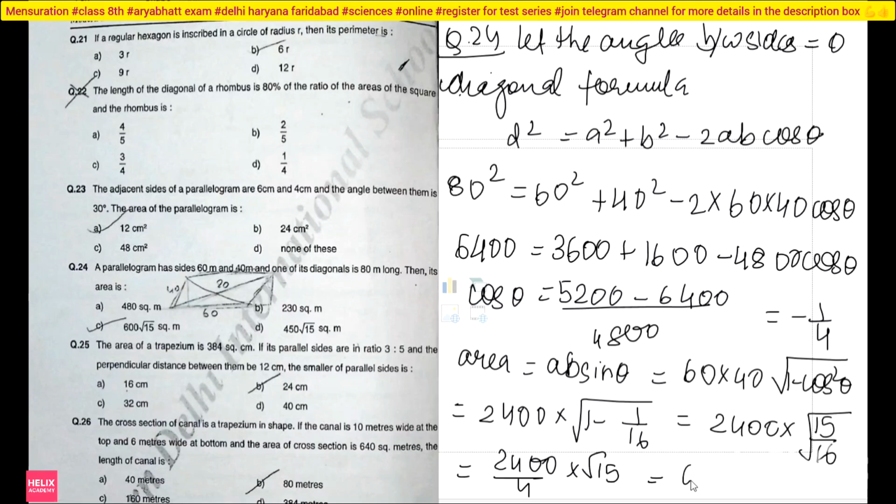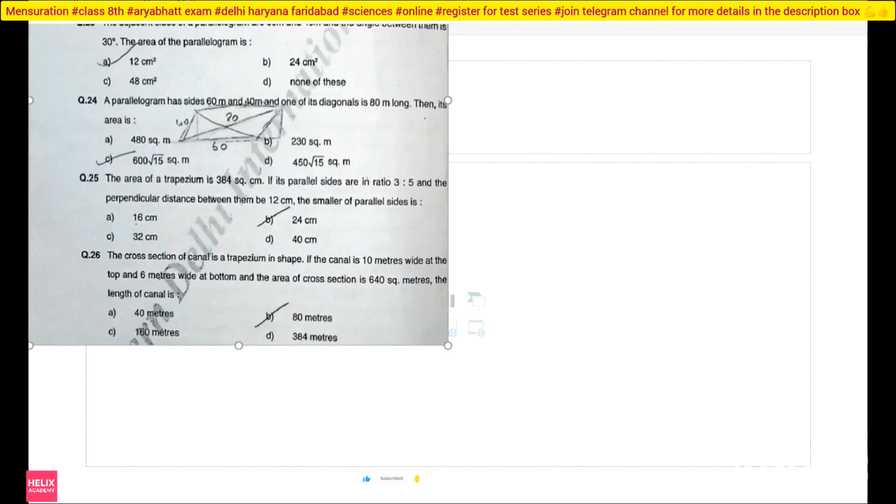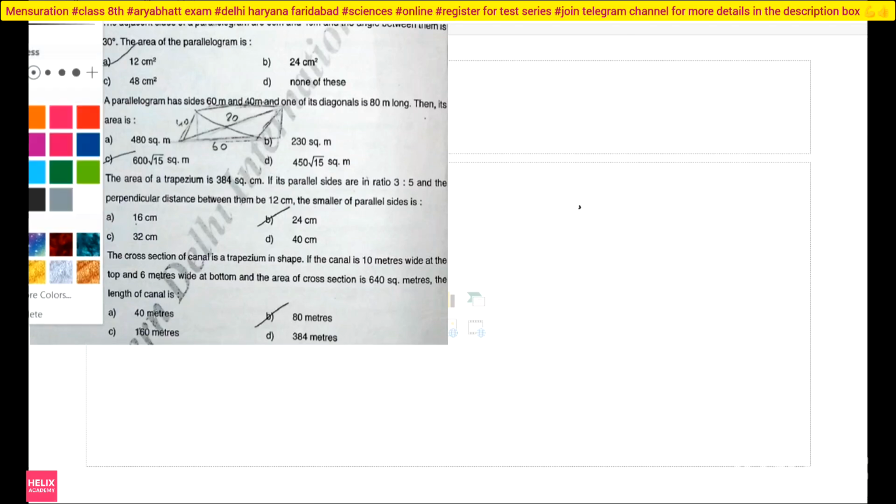So it becomes 600 root 15 meter square, the area. Okay, this will be your answer. See, what are they asking in question number 25? I have already heard question number 25. Have you done it? Tell me the answer. Question number 25, they are asking that the area of the trapezium is 384 centimeters square, right?